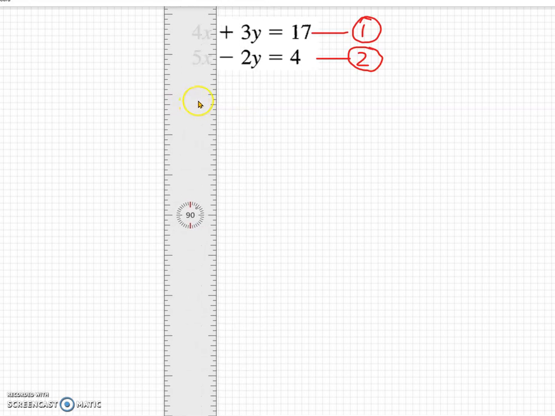Okay, let's look at our y terms. I have 3y up here and I have minus 2y. So I take equation 1 and multiply by 2, I get 6y. And I take equation 2 and multiply by 3, I get minus 6y. Alright, so if I multiply by 2 and 3, it might actually be the easier way. I have fewer numbers to work with.